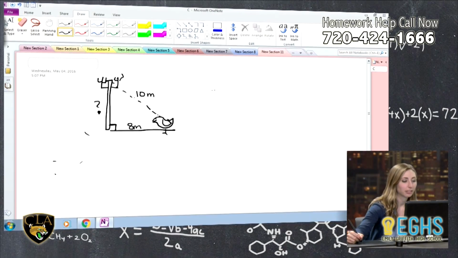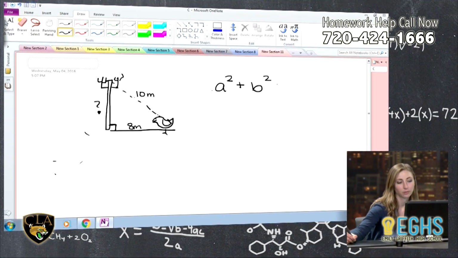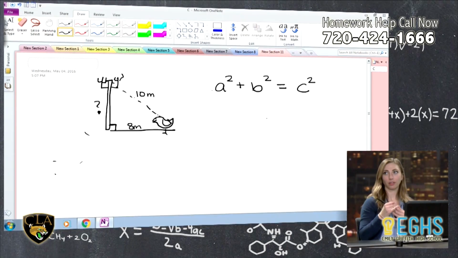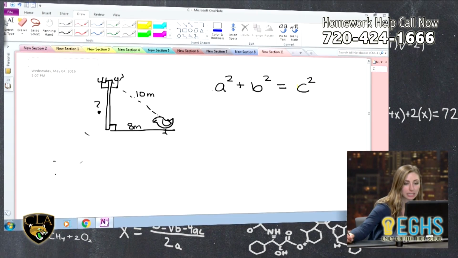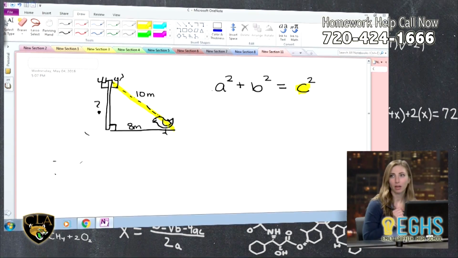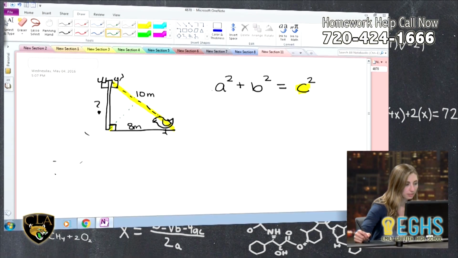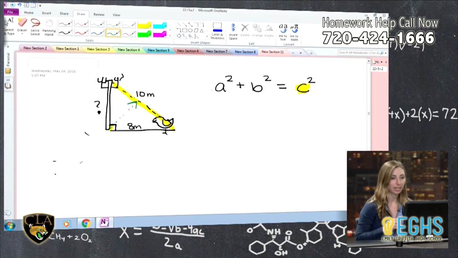And what the Pythagorean theorem states is that if you take the legs of your right triangle squared and add them together, they should equal the length of your hypotenuse squared. Now the hypotenuse, C, is a fancy name for just the longest side of your right triangle. Or another way to think about it is the side opposite your 90-degree angle. So either way, longest side or opposite of the 90-degree angle.